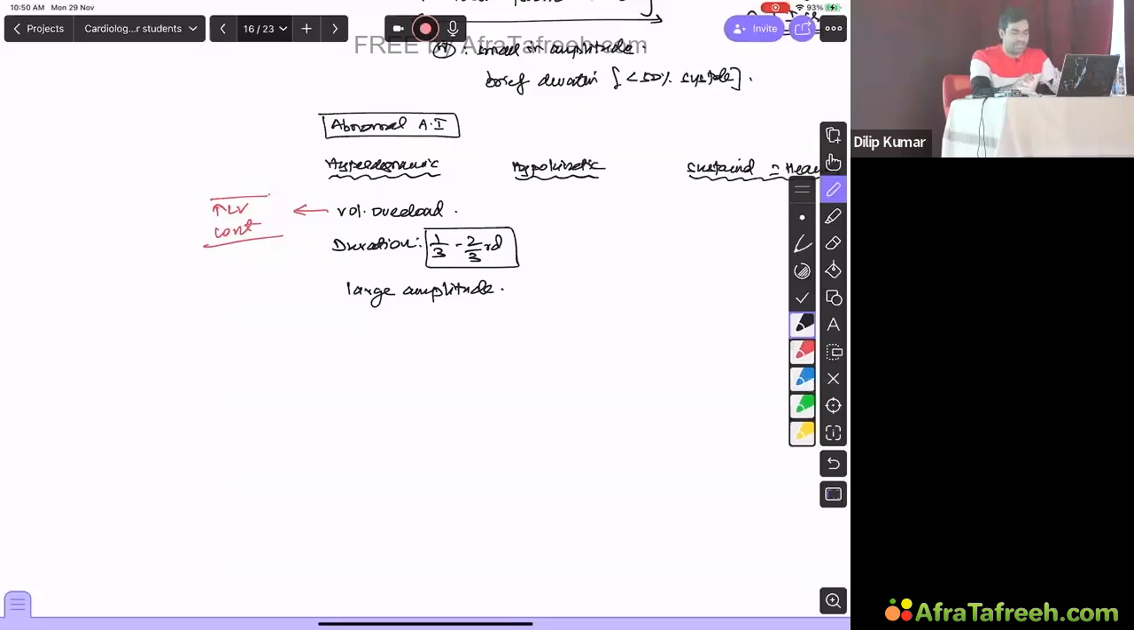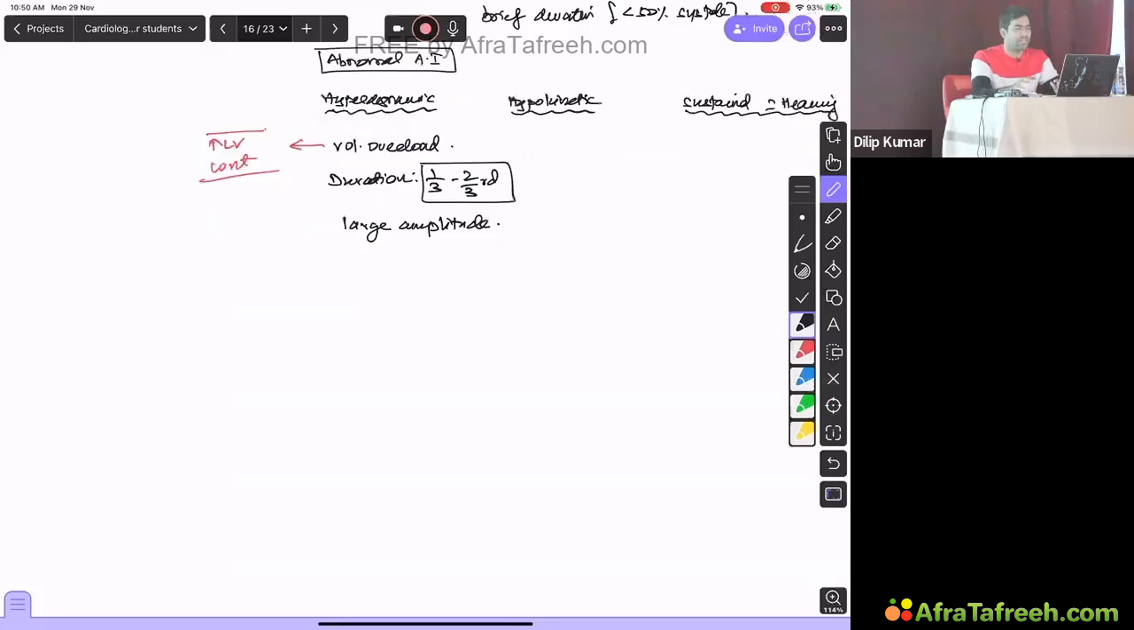Hyperdynamic states, which is because of volume overload states, and it is going to increase the LV contraction. That is the reason for this. And what are the hyperdynamic states that you know? Anything which I've told you yesterday: pregnancy, beriberi, all these things can cause this.